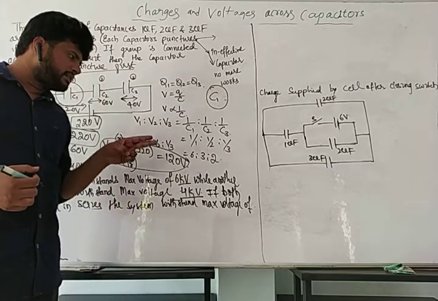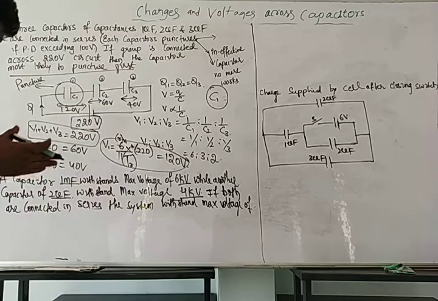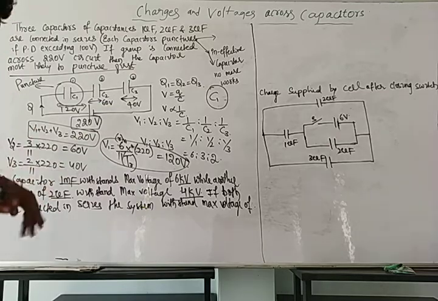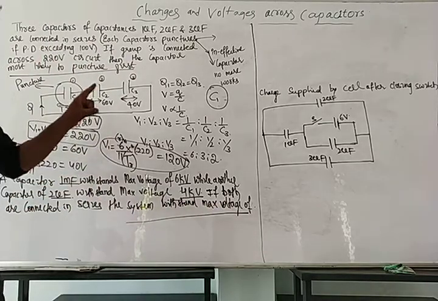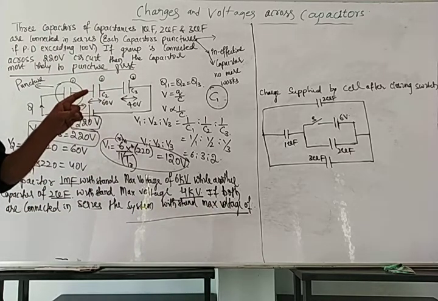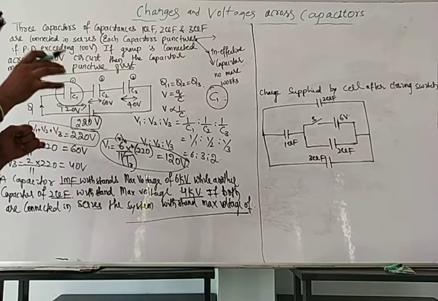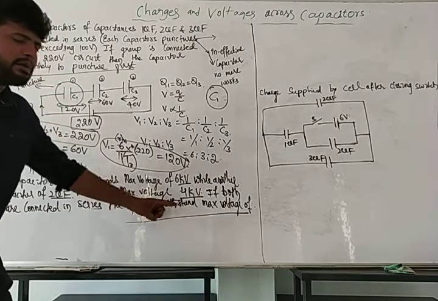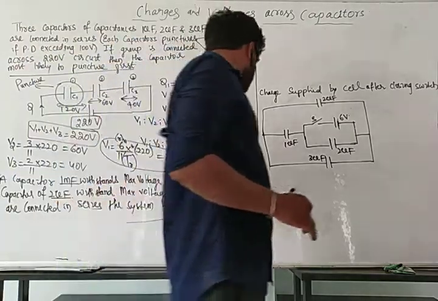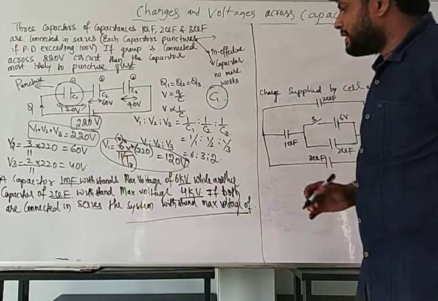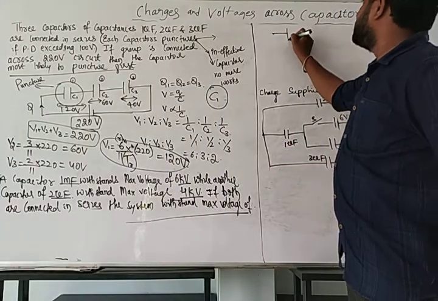He has given two capacitors, two conditions, and he is stating that if both are connected in series, what maximum voltage can the system withstand? Individual capacitor withstanding voltages are given. Next, all together connected, what maximum voltage can the system withstand? Once this condition is analyzed, I can write when these two are connected in series.